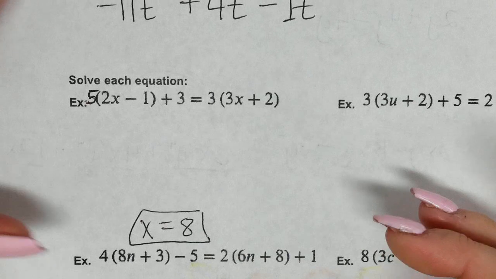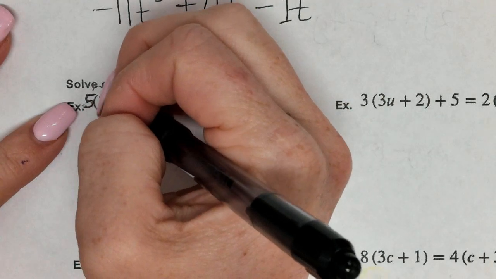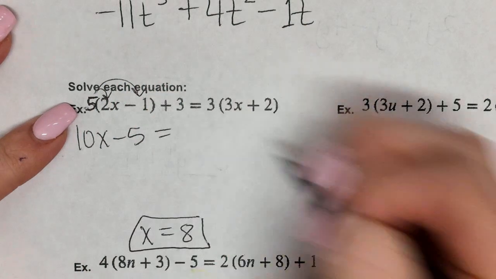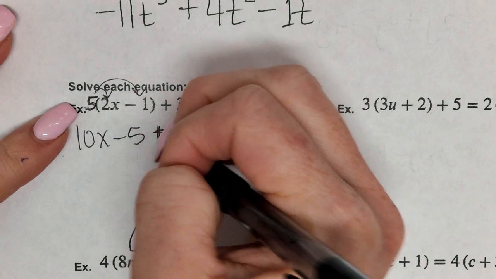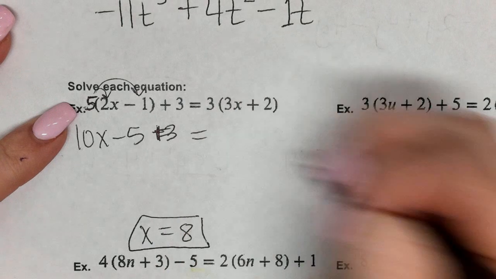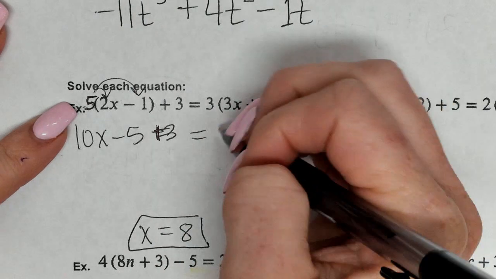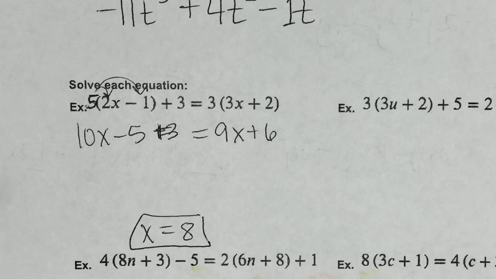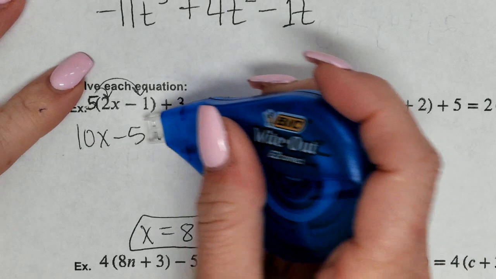Okay, let's go solve it by hand. I've got to distribute the 5. So I have 10x minus 5, plus 3, equals 9x plus 6. Any questions on that part?